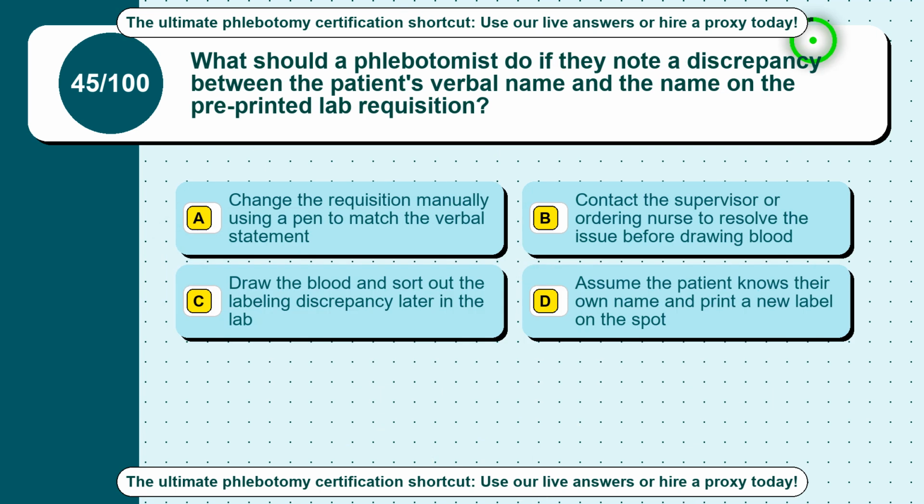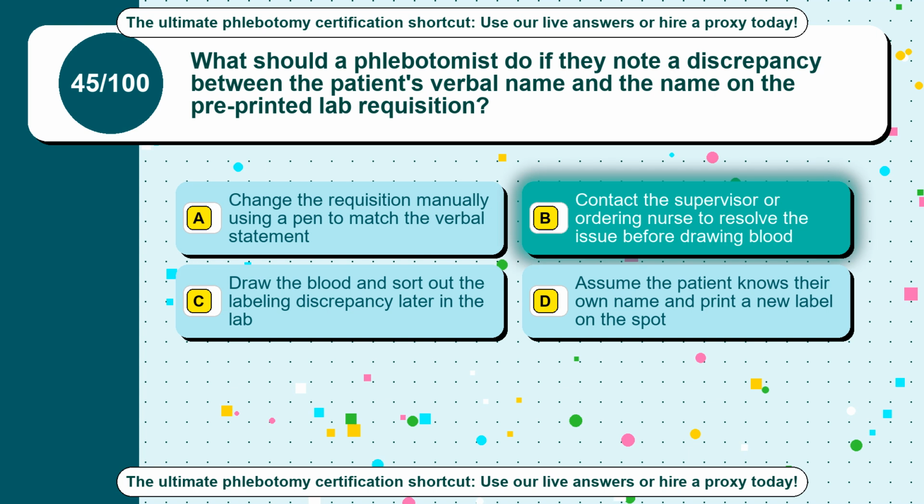Question 45. What should a phlebotomist do if they note a discrepancy between the patient's verbal name and the name on the pre-printed lab requisition? Option A, change the requisition manually using a pen to match the verbal statement. Option B, contact the supervisor or ordering nurse to resolve the issue before drawing blood. Option C, draw the blood and sort out the labeling discrepancy later in the lab. Option D, assume the patient knows their own name and print a new label on the spot. The correct answer is option B, contact the supervisor or ordering nurse to resolve the issue before drawing blood.